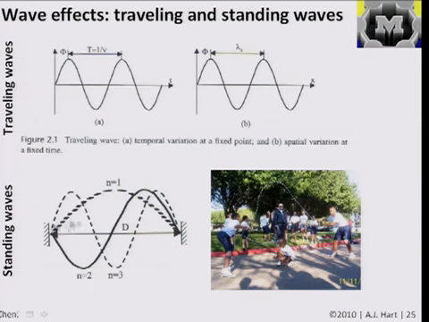In essence, what's happening here is mathematically the wave is constrained to have an integer number of wavelengths across this distance. So if you have one wavelength, n equals 1. If you have two, n equals 2. And if you have three, n equals 3.